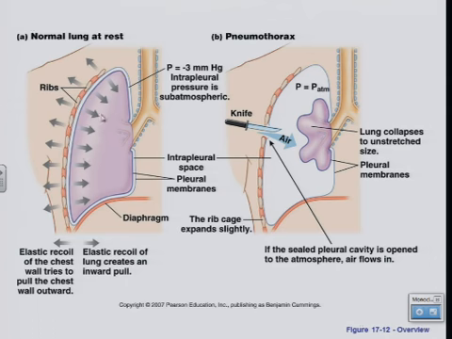And remember, at end expiration, at FRC, these forces are equal and opposite. That's why when you exhale, you relax all your muscles. These two forces of elastic recoil balance. So the lung wants to move in, the rib cage wants to move out, but they're equal and opposite, so they sit motionless.